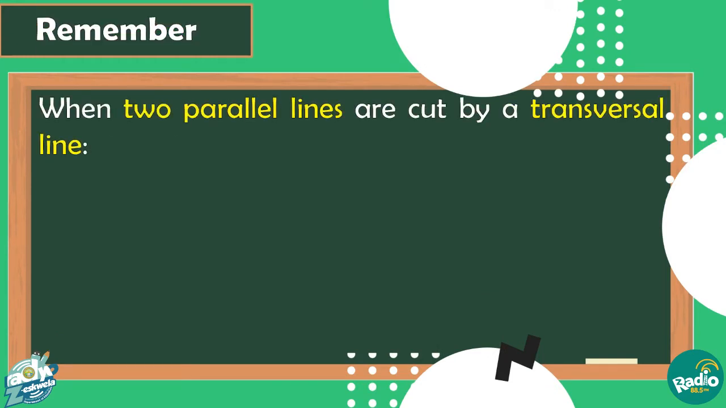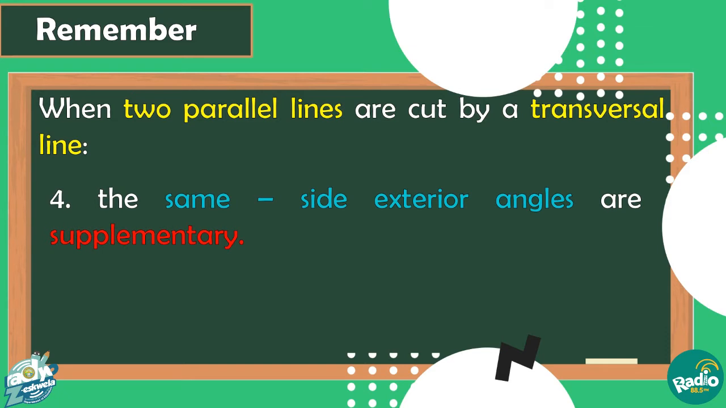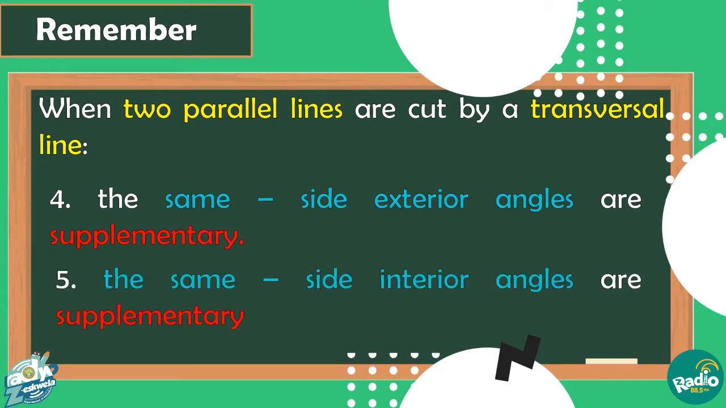Another thing to remember, class, when two parallel lines are cut by a transversal line, the same side exterior angles are supplementary, and the same side interior angles are also supplementary. When you answered same side exterior angles or same side interior angles, then you are correct on that item. Wow! Great job, students!